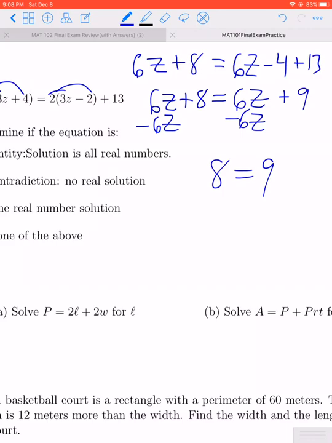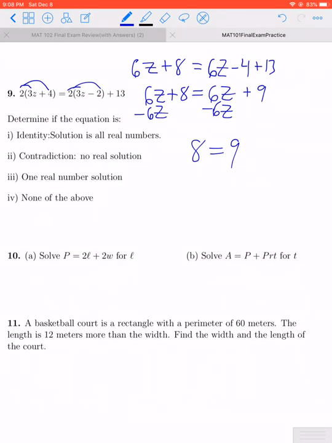Furthermore, it's always going to be false regardless of what the value for z is, because z doesn't factor into this at all. So what that tells us is no matter what z we pick, we will always arrive at a contradiction, meaning there is no solution, and that type of equation we label as a contradiction.